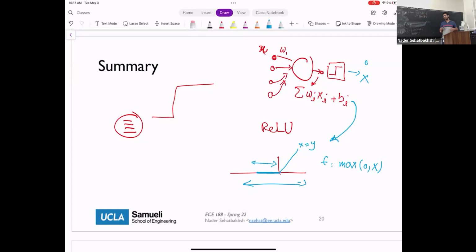Why it works is, again, because the idea is mimicking the behavior of an actual neuron. And this way you can actually mimic that behavior.